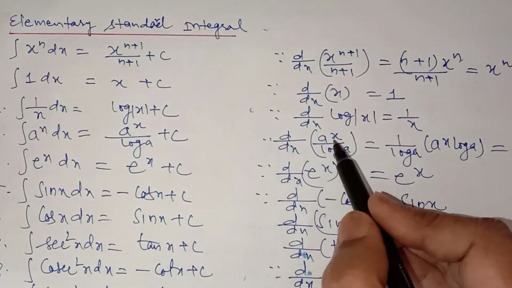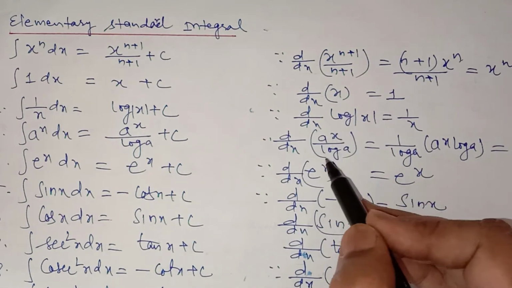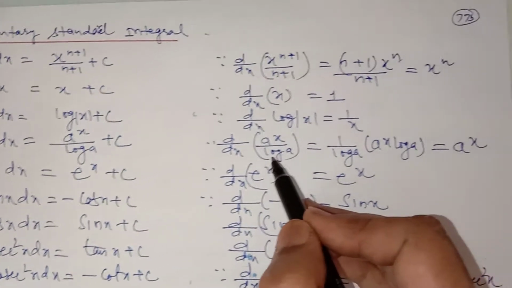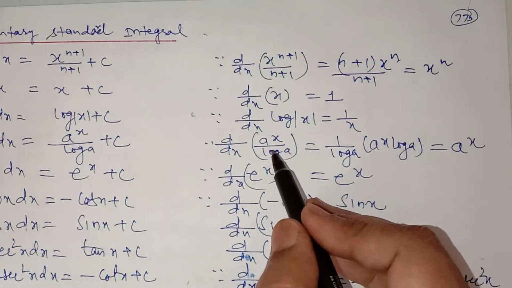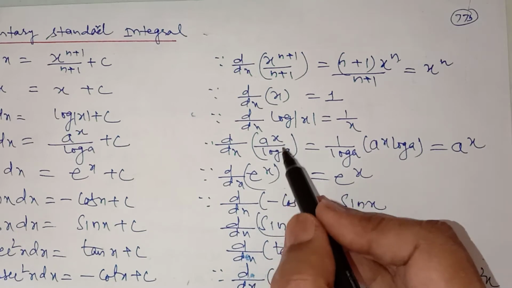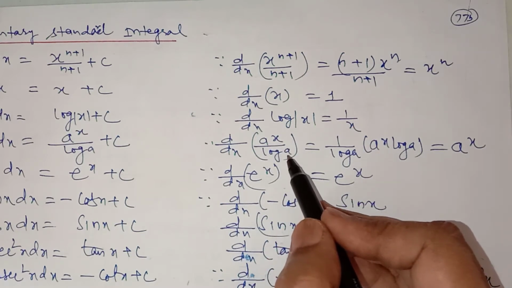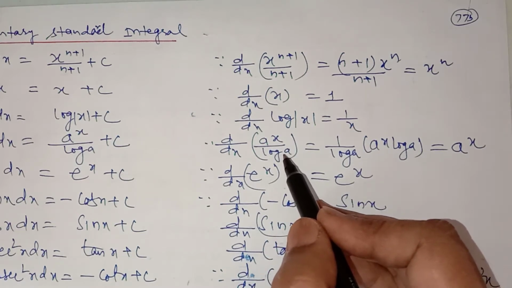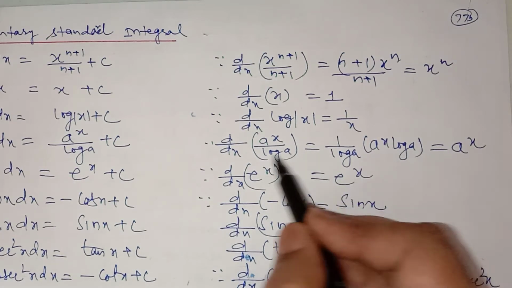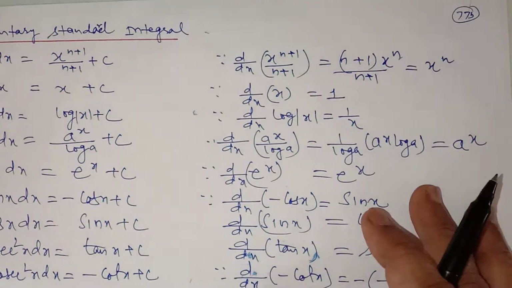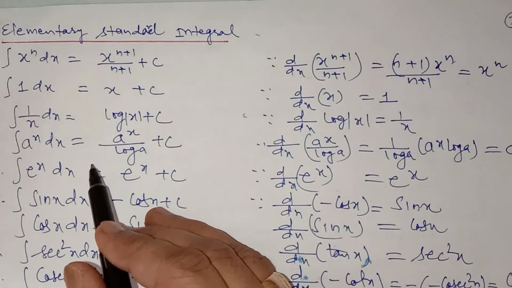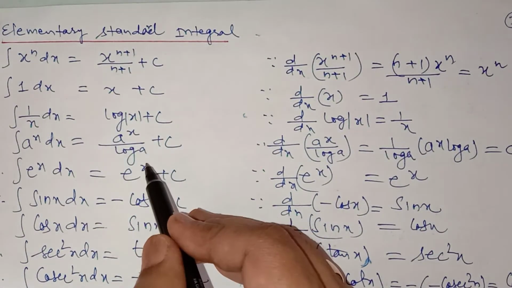Now because the derivative of a raised to power x upon log a is equal to a raised to power x, you know the derivative of a raised to power x upon log a. How to find it? If you don't know, first of all do the chapter of differentiation, then come to the integration. So because the derivative of a raised to power x upon log a is coming out to be a raised to power x, therefore the integration of a raised to power x is equal to a raised to power x upon log a.